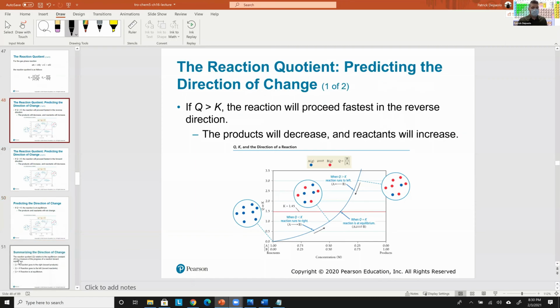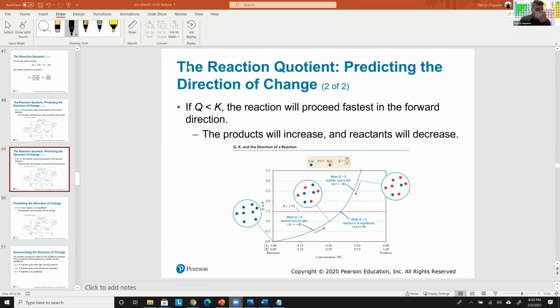And then the opposite, hold on, question. Yeah, so Q is only equal to K when it's at equilibrium. Correct, Luke. But we didn't get there yet. So again, Q is at a specific point in time, but it can dictate which way the reaction goes. If Q is greater than K, the reaction will go to the left in order to decrease Q until it equals K. Once it equals K, equilibrium. And that's over time.